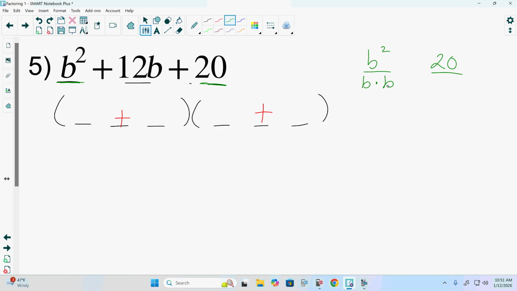And whenever we had only one set of factors, we just went on and plugged them in. Because there's only one option, there's only one arrangement, we plug those in. Now, factors of 20.